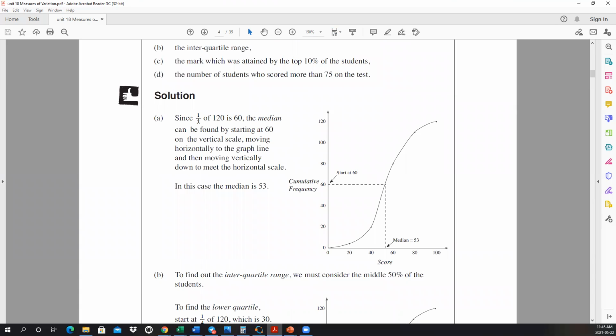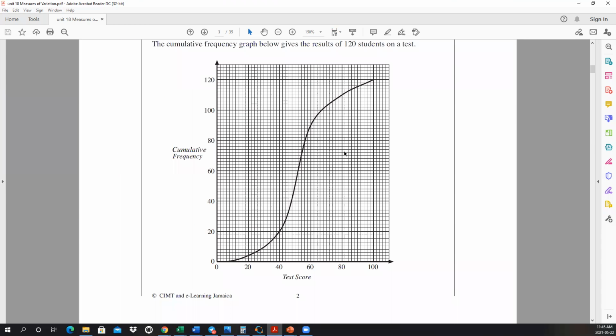So it says since half of 120 is 60, the median can be found by starting at 60 on the vertical scale, moving horizontally to the graph line, and then moving vertically down to meet the horizontal scale. In this case, the median is 53. So they show like a piece here, and we can go to the original here.